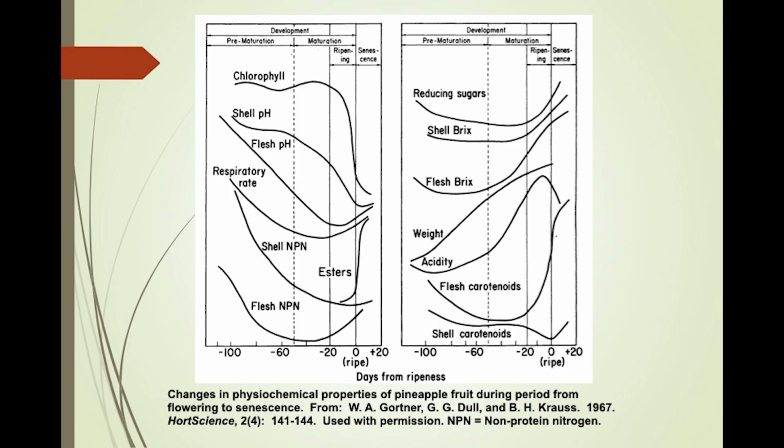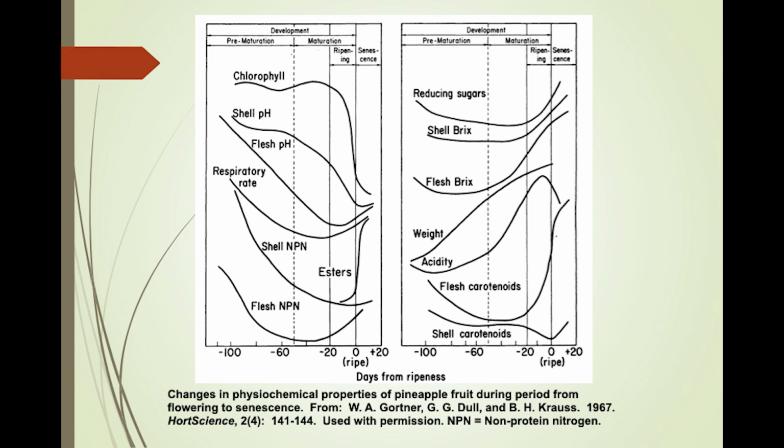Here we have two figures that indicate the changes that occur during the growth and ripening of pineapple fruit. The scale at the bottom is in days, beginning with the flowering of the pineapple plant. On this scale, 0 is the day that the fruit are ripe. Prior to ripening, the days are numbered negatively. After ripening, the days are numbered positively.